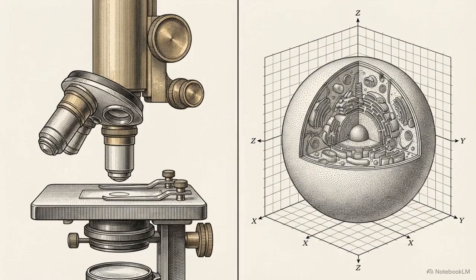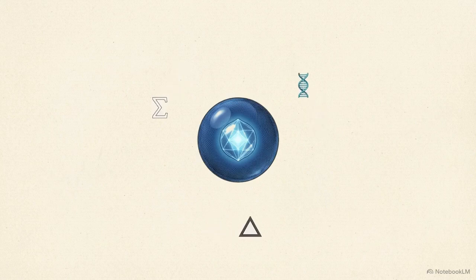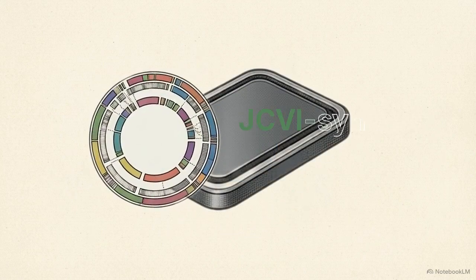To get around the physical limits of microscopy, researchers took a radically different approach. They built a living cell entirely inside a computer. Their subject is JCVI-SYN3A.